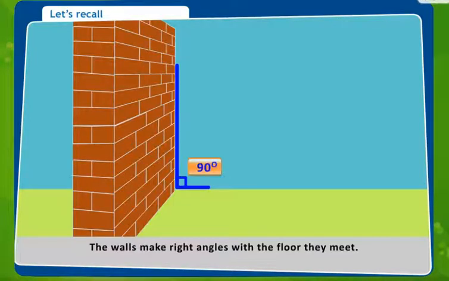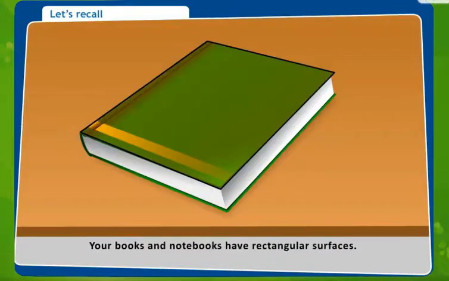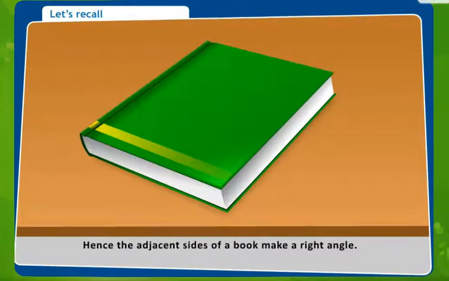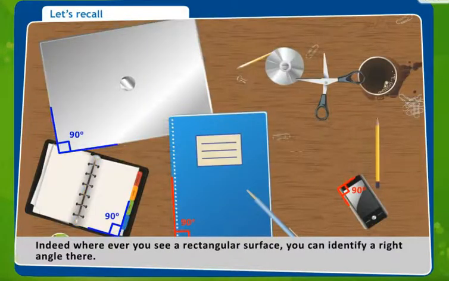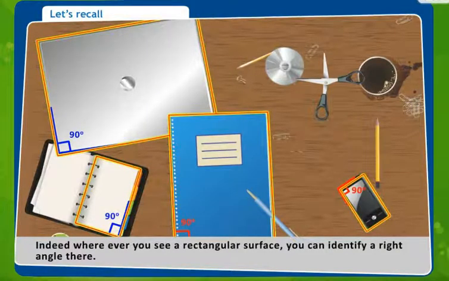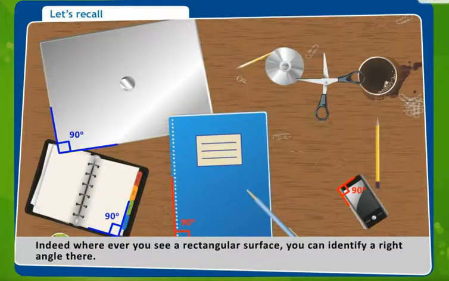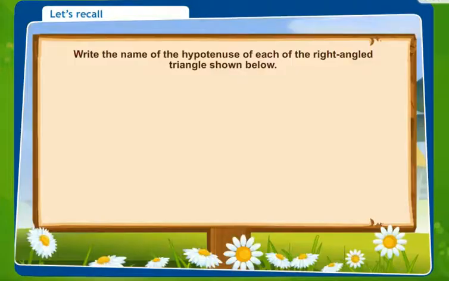The walls make right angles with the floor they meet. Your books and notebooks have a rectangular surface, hence the adjacent sides of the book make a right angle. Indeed, wherever you see a rectangular surface, you can identify a right angle there. You can see in the diagrams how a right angle is formed. You can see the 90 degrees.